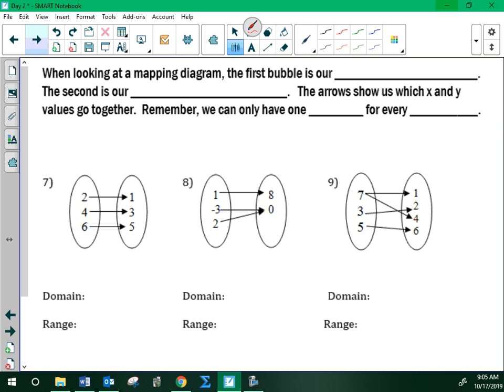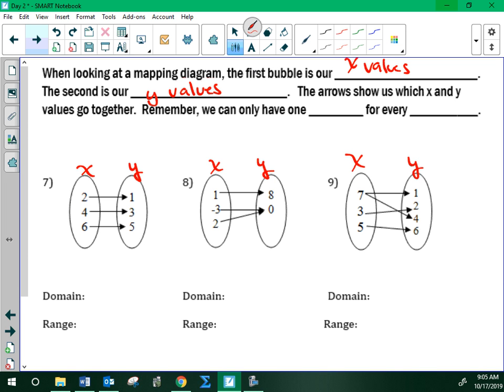Okay, so looking at a mapping diagram, the first bubble is our x values. So this is x. This is x. This is x. What do you guys think the second bubble is? Y. Good, our y values. So this is y. This is y. This is y. The arrow shows which x and y values go together.